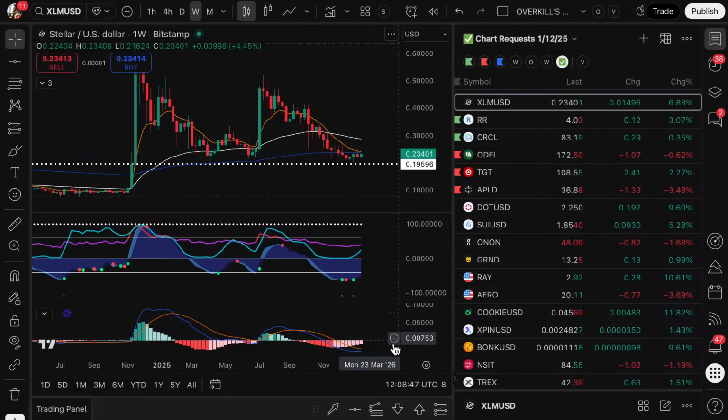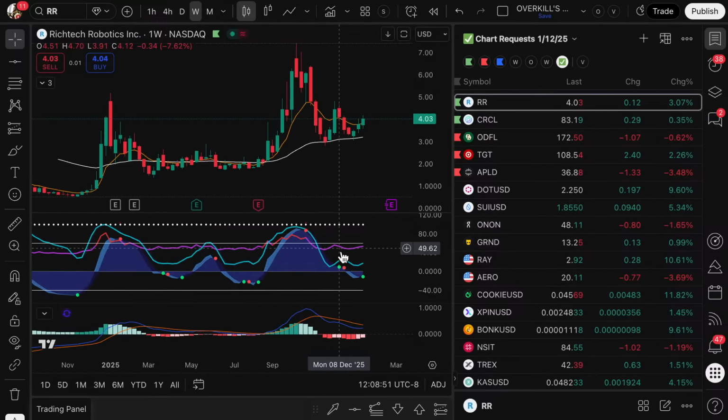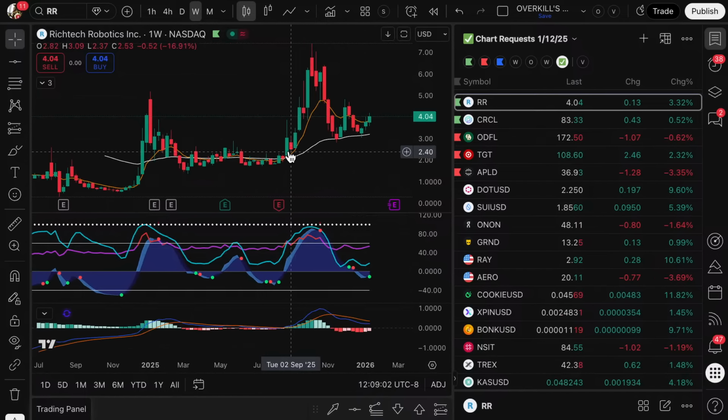I just want to cover as many of these as possible. But XLM is an absolute buy down here at these levels. RR breaking out over $4. That's what we were looking for. We took a position on this down here at 330, up nicely off of that. And it's got the green dot this week. This green dot isn't coming below the white line, but you can see how it's bouncing off of the 50-week moving average there. That looks very bullish.